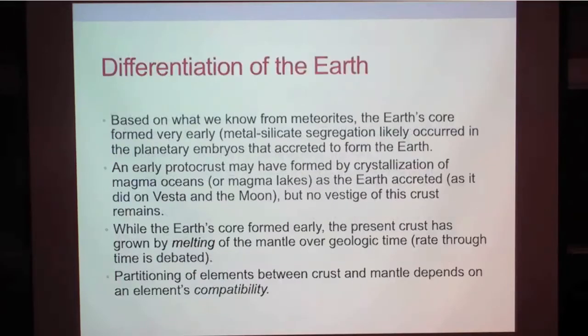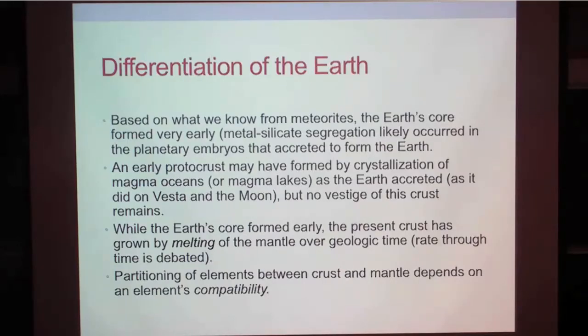Okay, so differentiation of the Earth. Based on what we know from meteorites, the Earth's core formed very early. We know this because asteroidal bodies differentiated cores very early. And that metal separation probably occurred in the planetary embryos that accreted to form the Earth rather than the Earth itself. Now, an early protocrust might have formed as well as a result of crystallization of a magma ocean. But there's no remnant of that early protocrust.